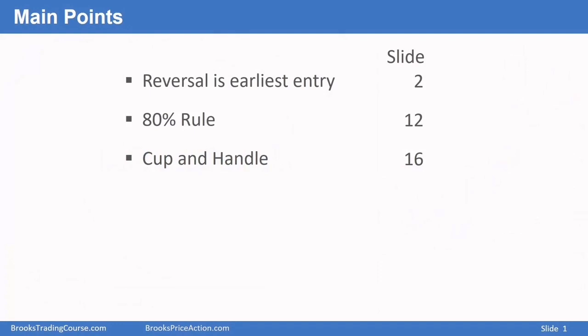A reversal is the earliest entry into a trend. The risk is smaller because you're buying either at the bottom of a bull or selling at the top of a bear, but the probability is low, at least initially.